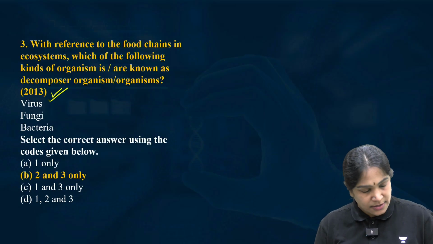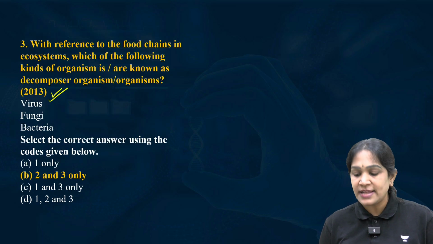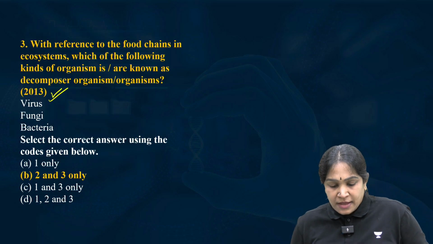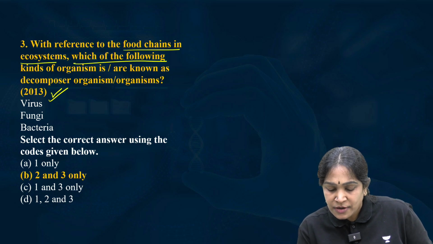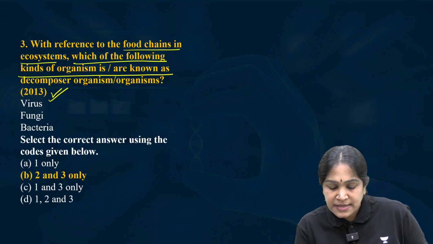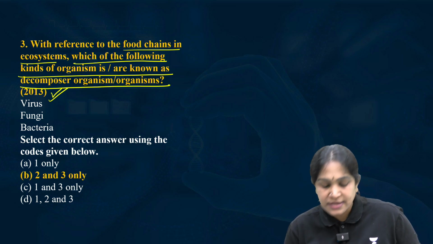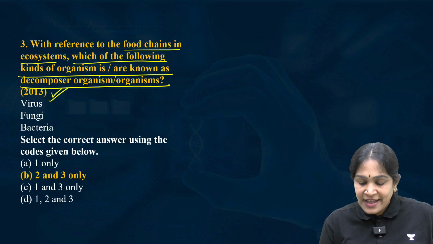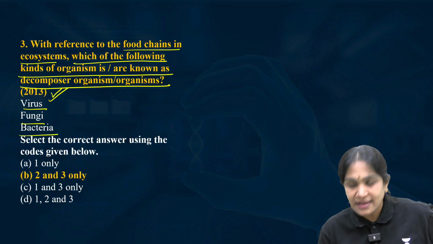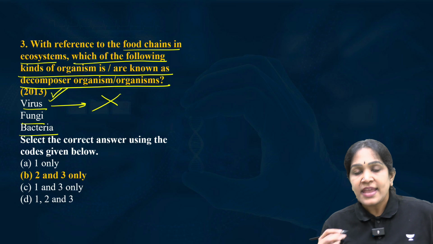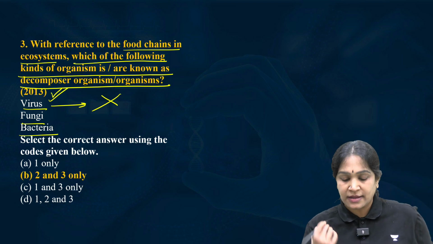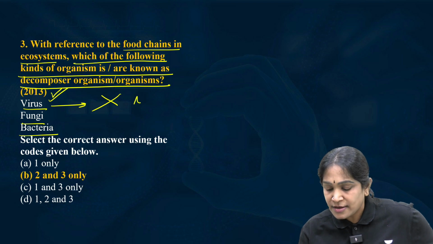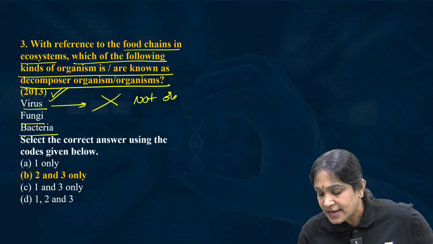This question is also from the year 2013. With reference to food chains in the ecosystems, which one of the following kinds of organisms are known as decomposers? Virus, fungi, bacteria. Are the virus decomposers? No. In one of the previous sessions called microorganisms, I told you that viruses are not organisms at all.